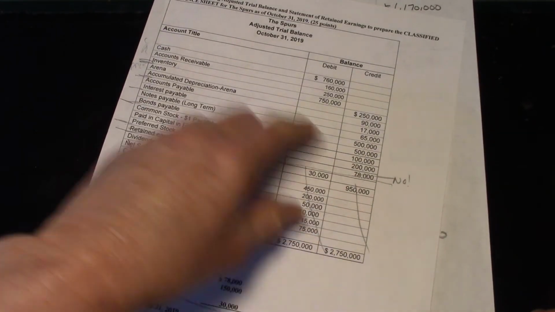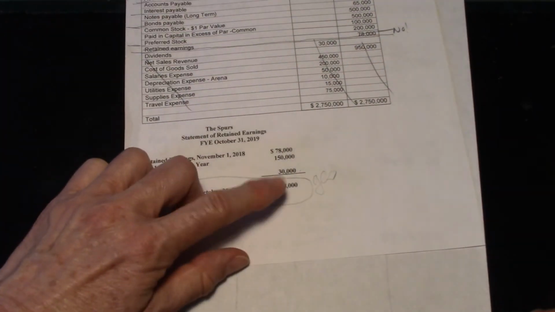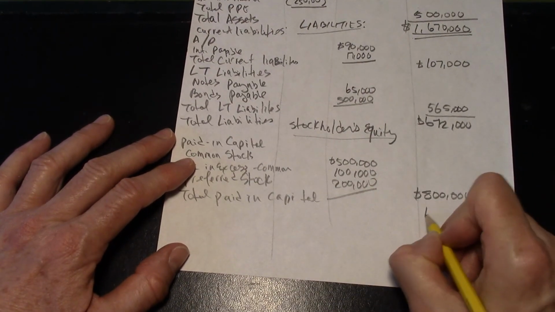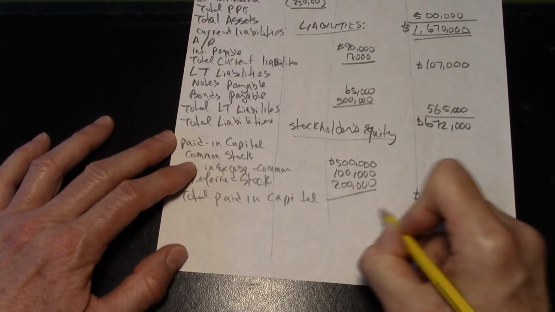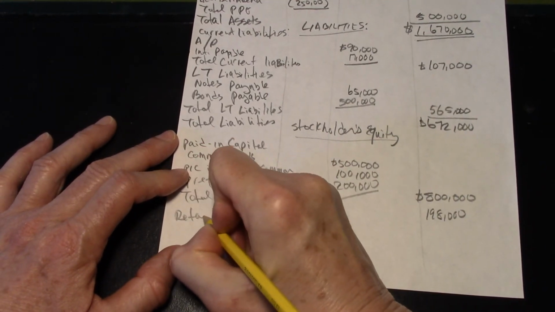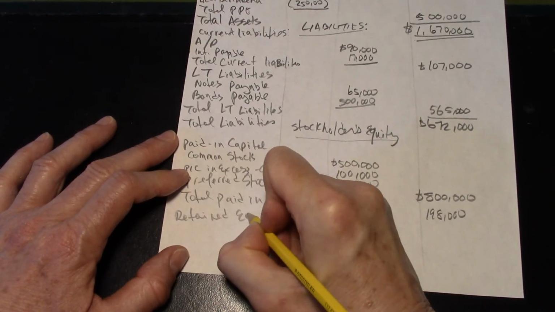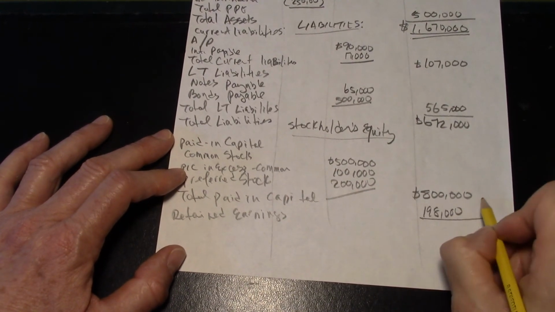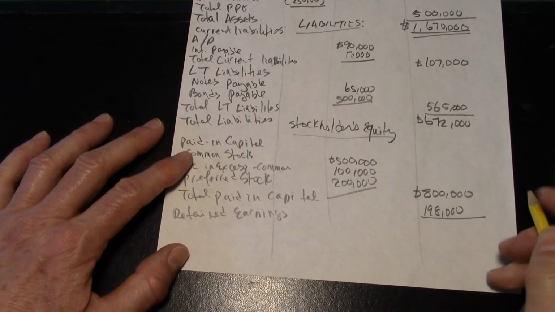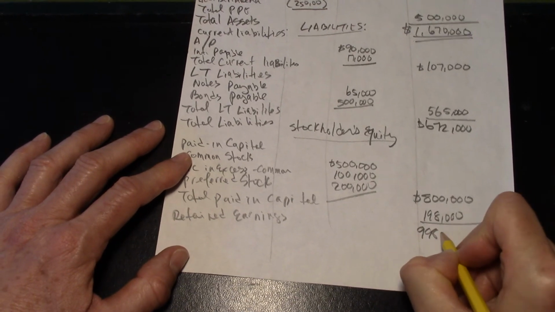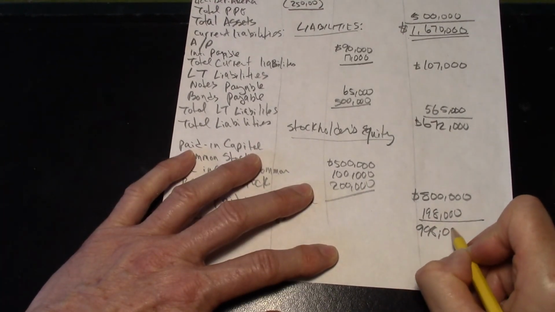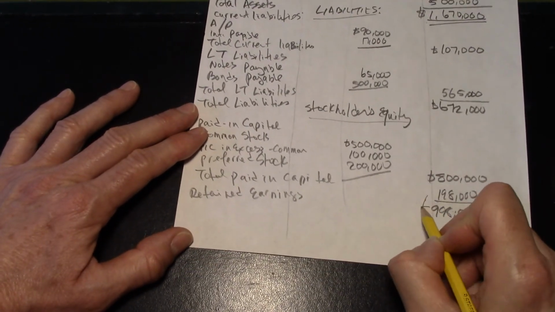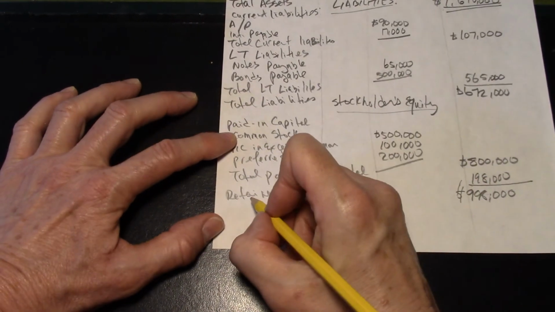Finally, we have to add the retained earnings. Remember, not the old ones, the new ones. So 198,000. That's retained earnings. So 800,000 plus 198,000 is 998,000. So that number, of course, is our total stockholders' equity.